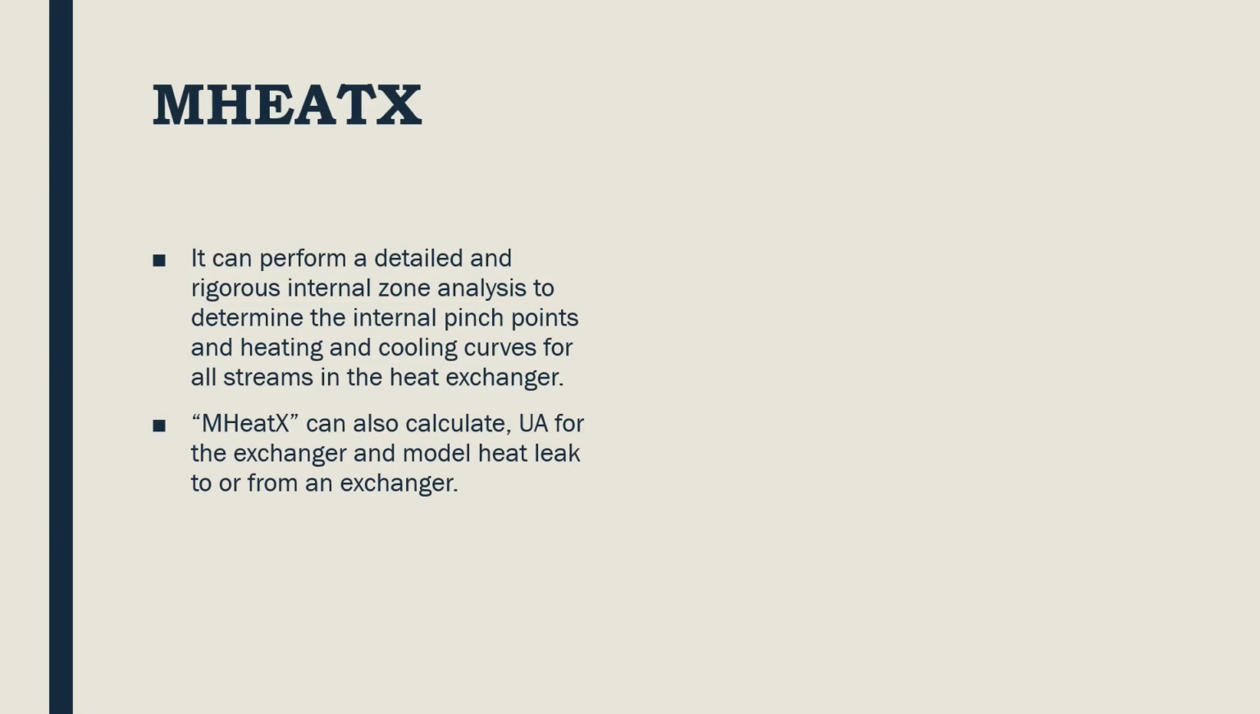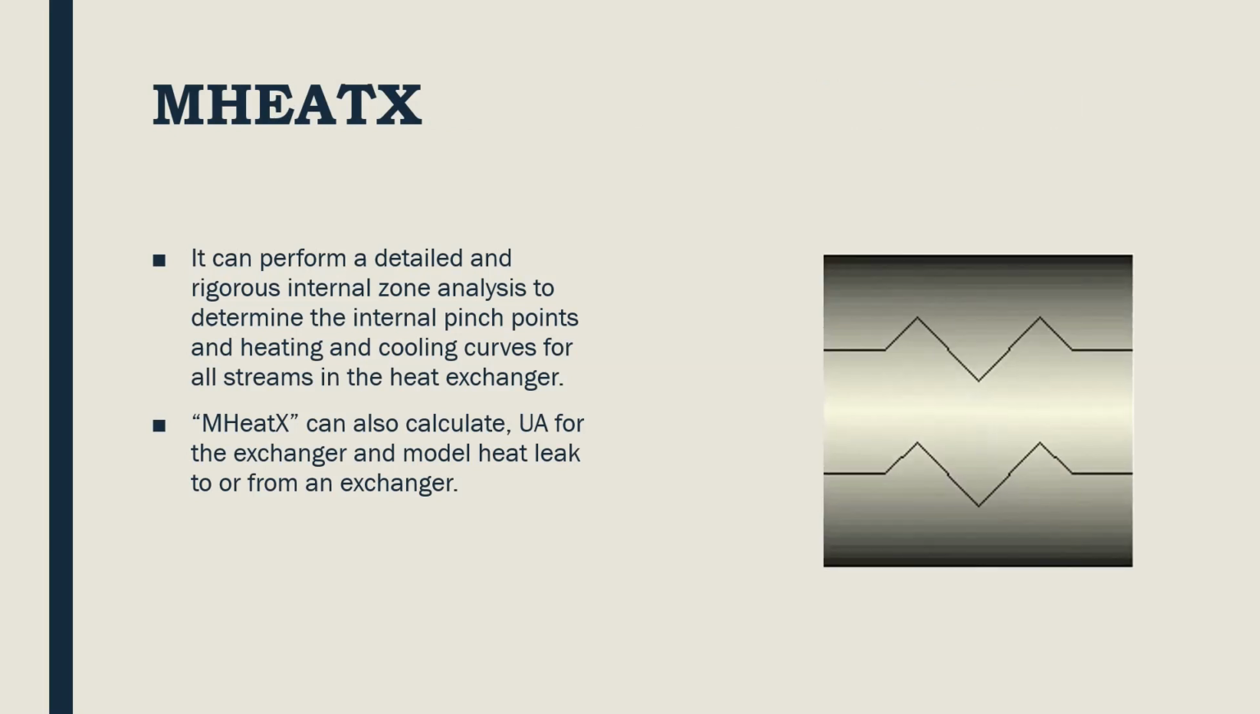Moving on to another model which is available in Aspen Plus is M Heat X, which stands for multiple heat exchanger, and it is represented by this. So the features of M Heat X are: it can perform a detailed and rigorous internal zone analysis to determine internal pinch points. Also, you can find out heating and cooling curves. Next, it can calculate the product of overall heat transfer coefficient and area, and you can model heat leak to or from an exchanger.